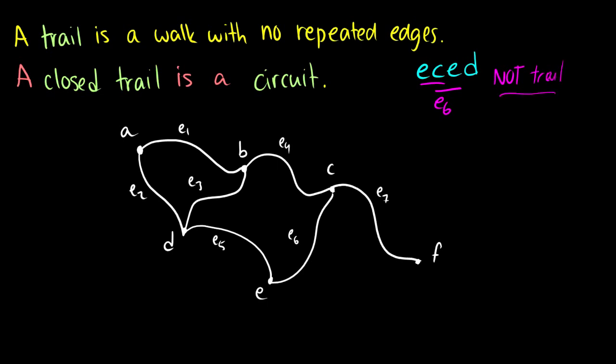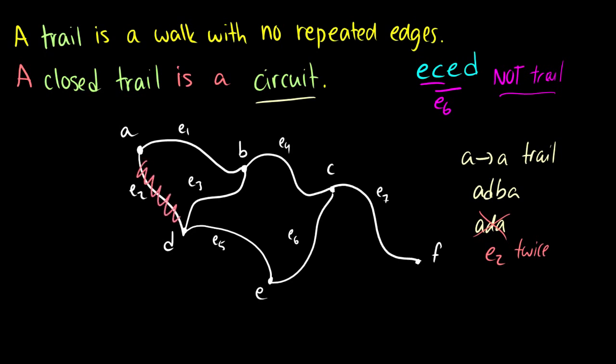Now a closed trail is called a circuit. So for instance, let's go from A to A. We want a trail from A to A. This is called a circuit. So we can do A, D, B, A, and that's acceptable. But what we can't do is ADA. That's not allowed because then we take E2 twice. So once we use this edge E2, we cross it off, and then we have to find a new way.